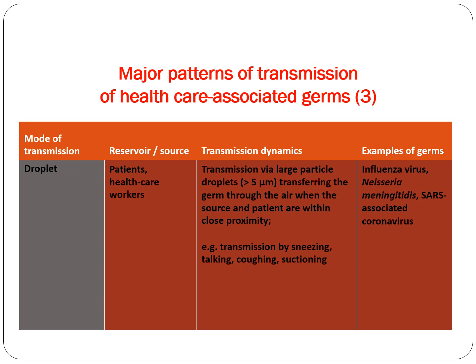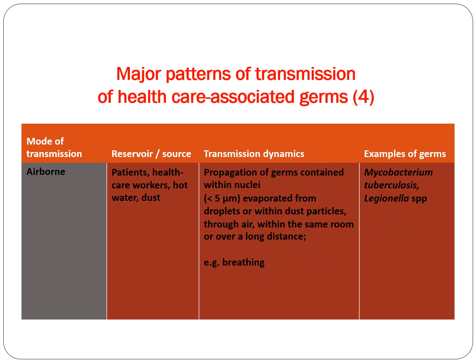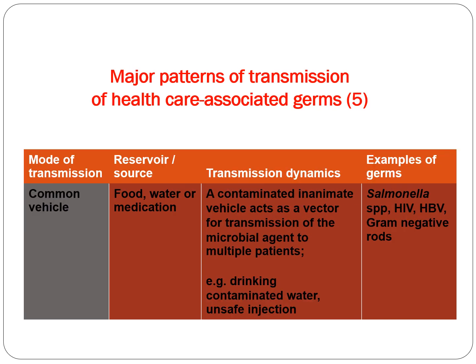Then droplet infections include infections that are transmitted by droplets, and this includes influenza virus, dysentery, meningitis, and others. Mycobacterium tuberculosis, Legionella. By the vehicle, that is food, water, and medication-borne infections include Salmonella, HIV, HBV, and gram-negative bacilli. They get transmitted by drinking contaminated water or unsafe injection and others.